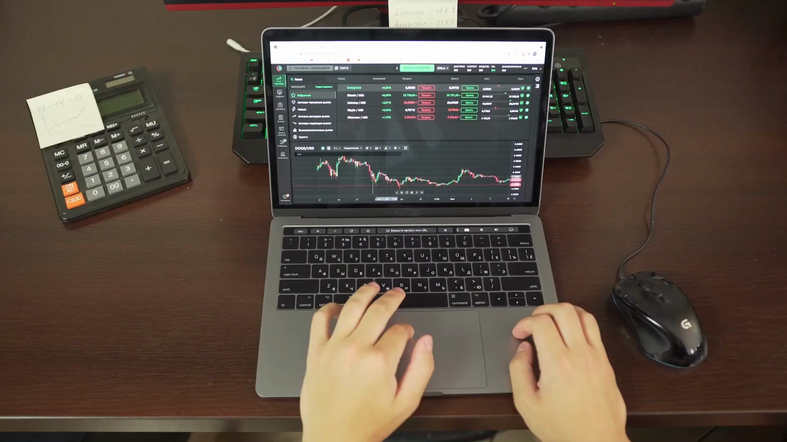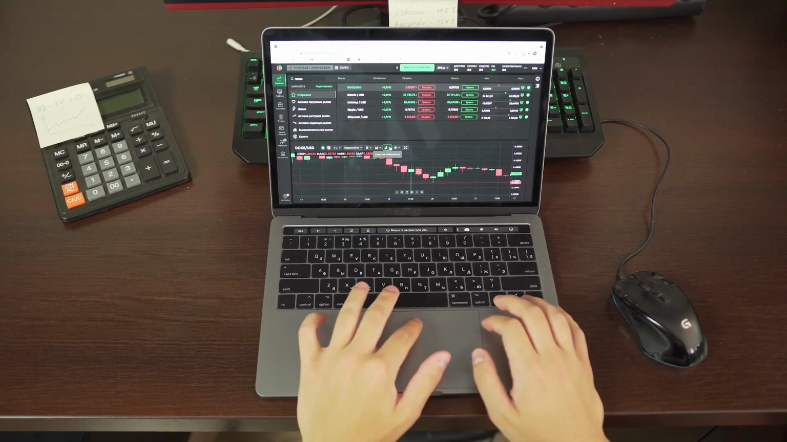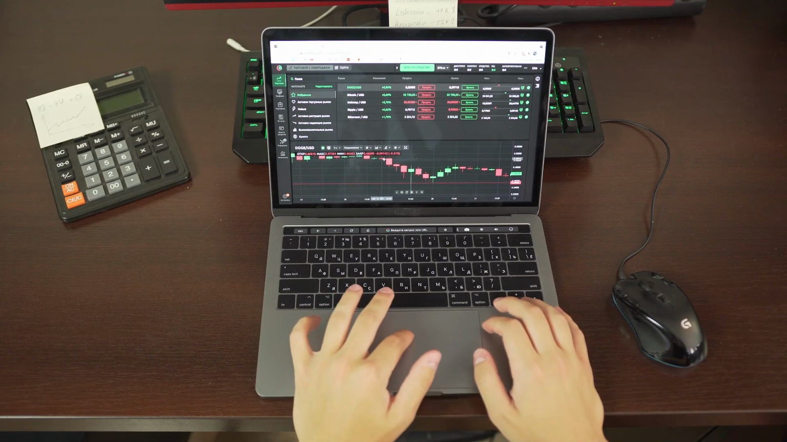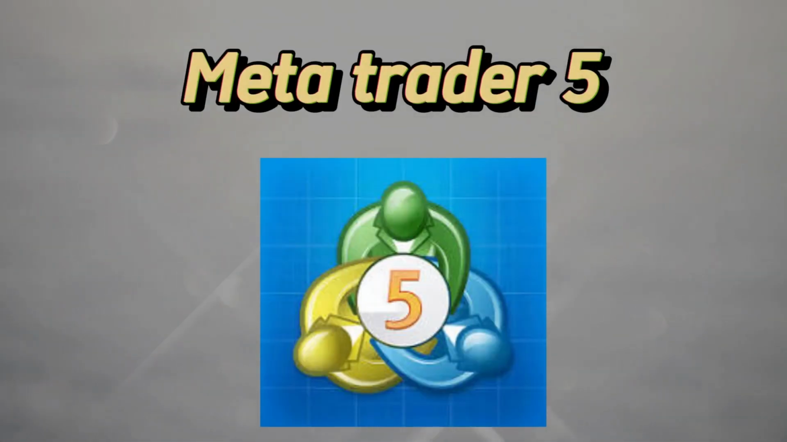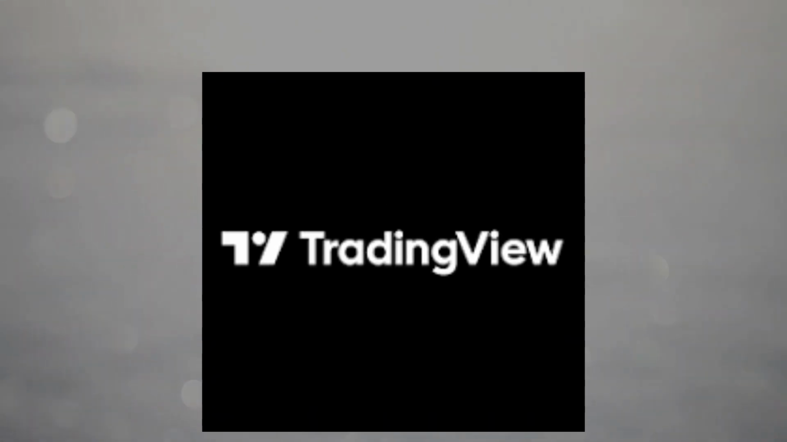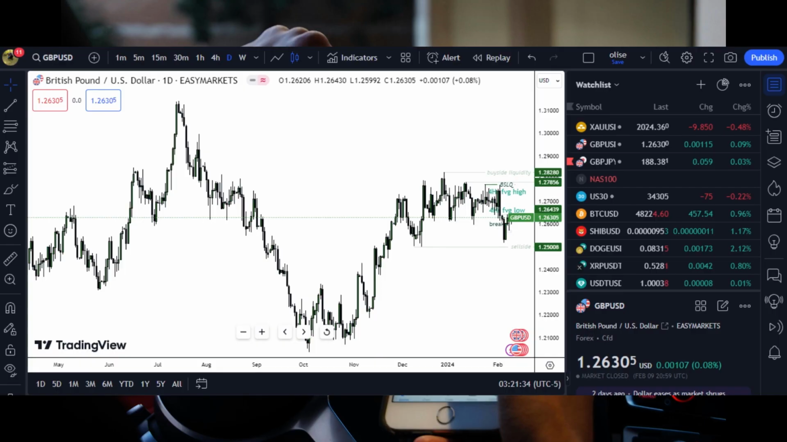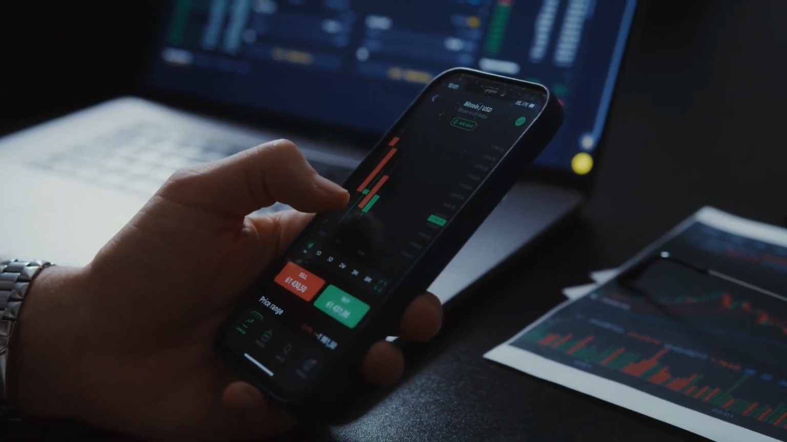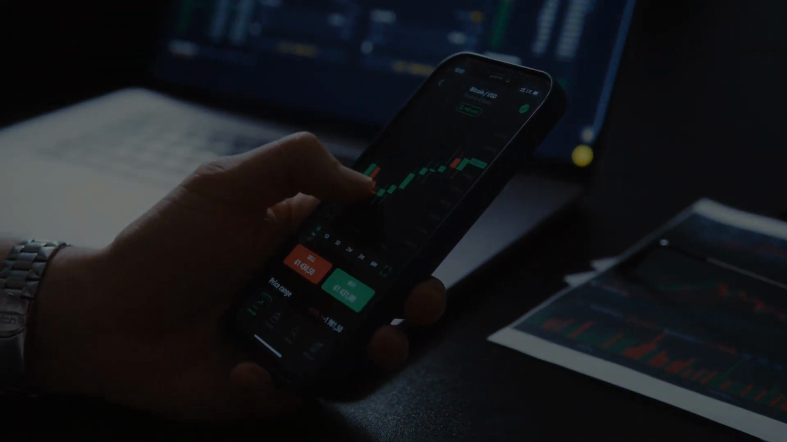Now let's take a look at some of the tools you'll actually need in order to do your technical analysis and place your first trade in the forex market. The first one we can talk about is MetaTrader 4. MetaTrader 4 is mainly used for executing trades. We also have MetaTrader 5, which is the improved version of MetaTrader 4 since it has more features. The next one is TradingView. TradingView is mainly used for doing analysis since it's more advanced with more tools, so it can give you a better perspective of the market. So you use TradingView to do your analysis, then you execute your trade using MetaTrader 4 or MetaTrader 5.